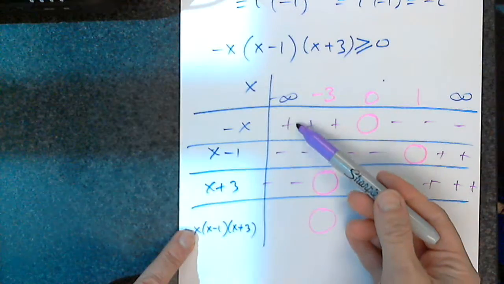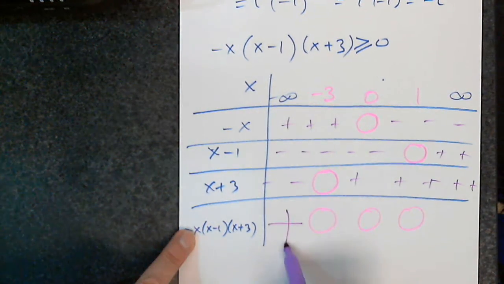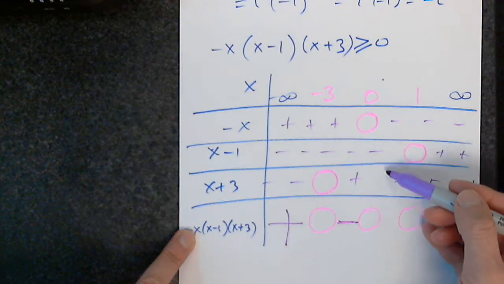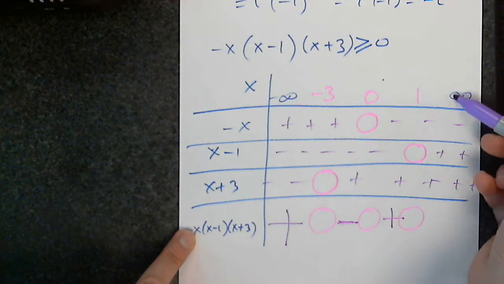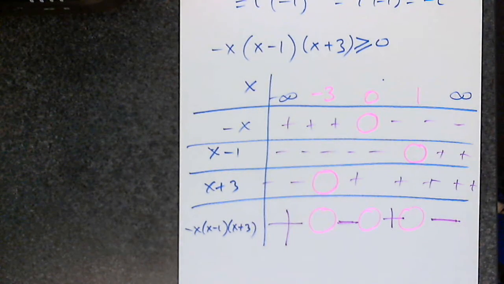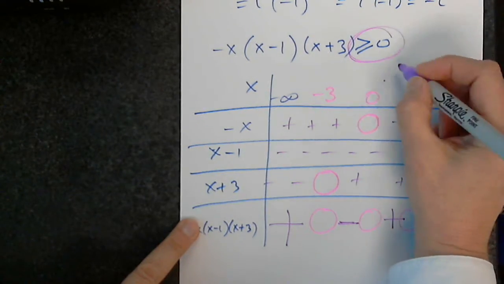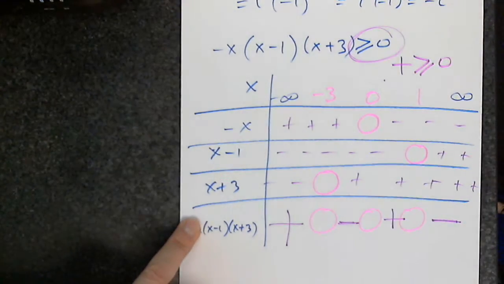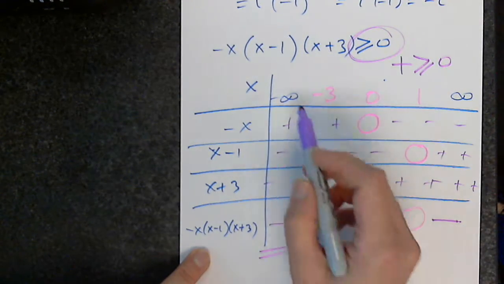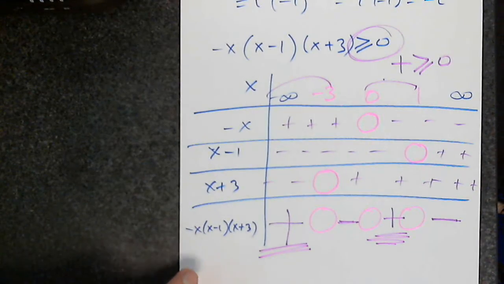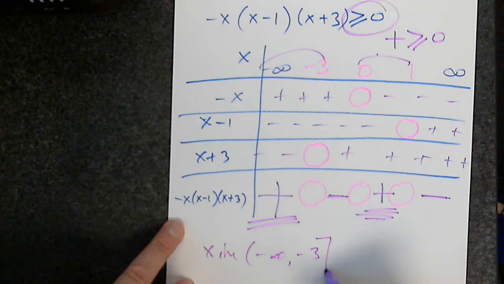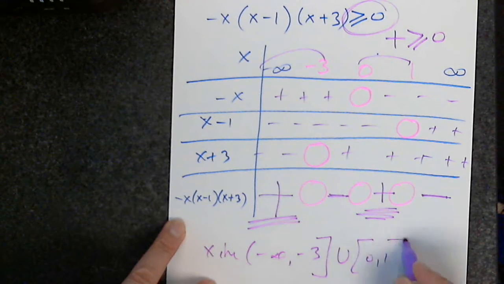And now I count. In the first subinterval, 2 negatives. In the next subinterval, I count 1 negative. In the next subinterval, I count 2 negatives. And in the last subinterval, I count 1 negative. Better? Perfect. So now I know what to choose. I can only choose positive, because only positive is greater than or equal to 0. So this is the positive, and this is the positive, but of course I have to choose the corresponding x values. So x in the interval -∞, -3 with a bracket, union 0, 1 with a bracket.